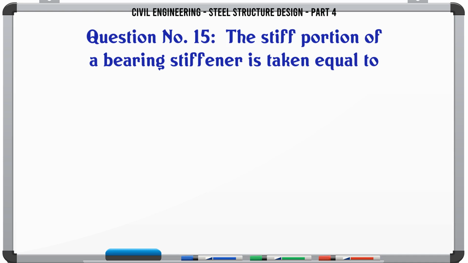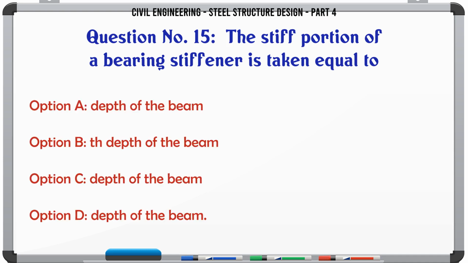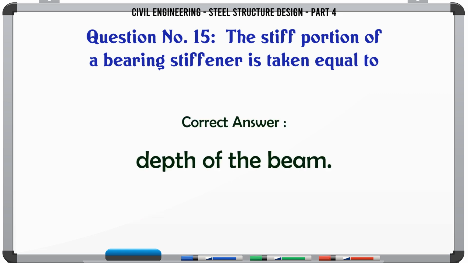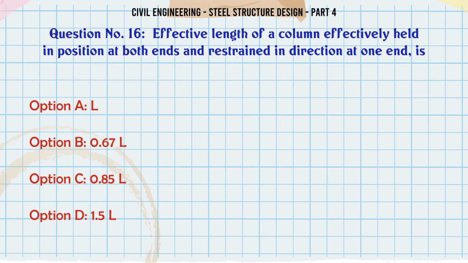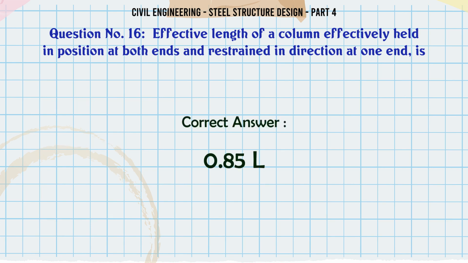The stiff portion of a bearing stiffener is taken equal to A) depth of the beam, B) depth of the beam, C) depth of the beam, D) depth of the beam. The correct answer is depth of the beam. Effective length of a column effectively held in position at both ends and restrained in direction at one end is A) L, B) 0.67 L, C) 0.85 L, D) 1.5 L. The correct answer is 0.85 L.